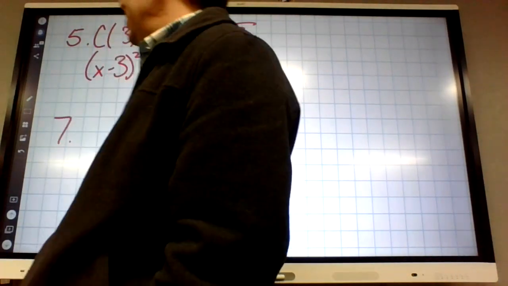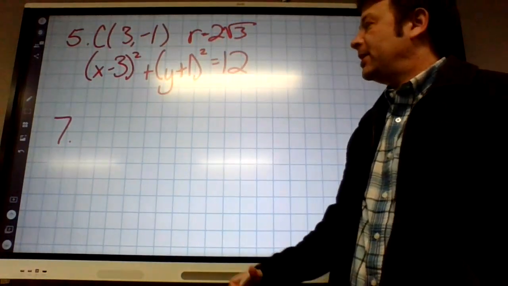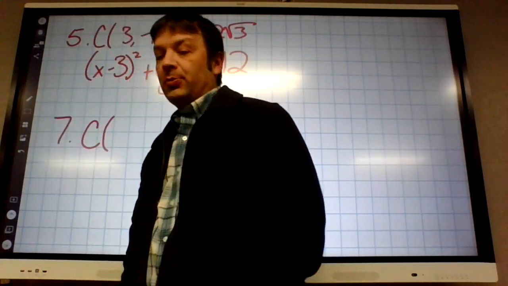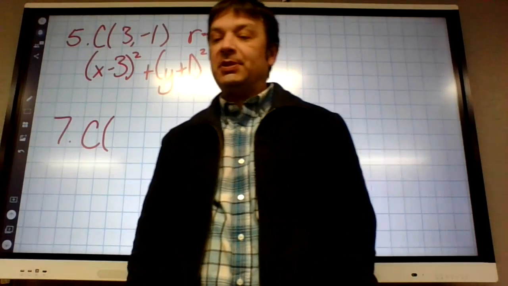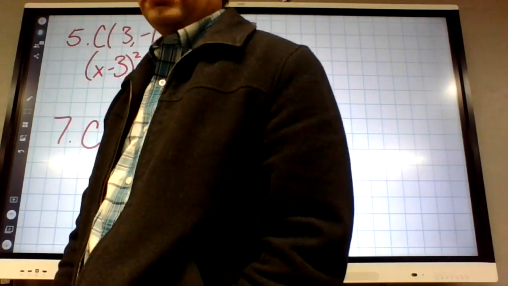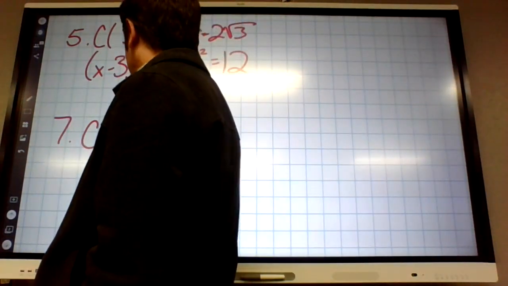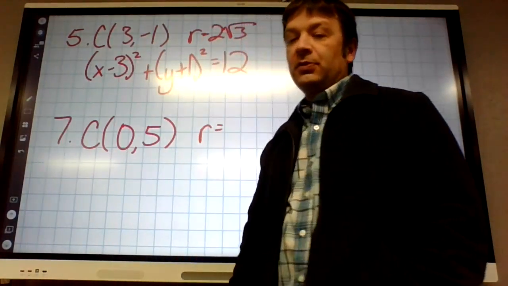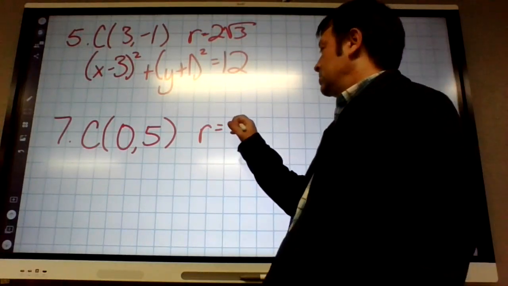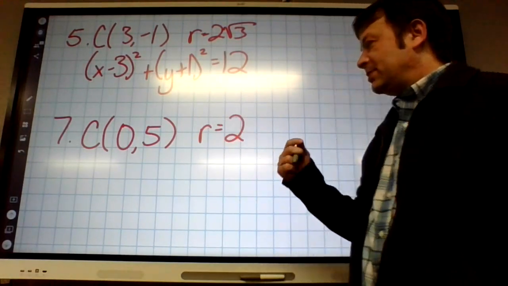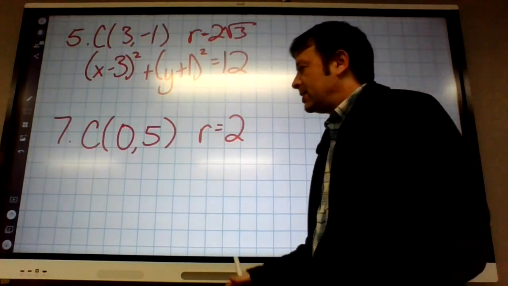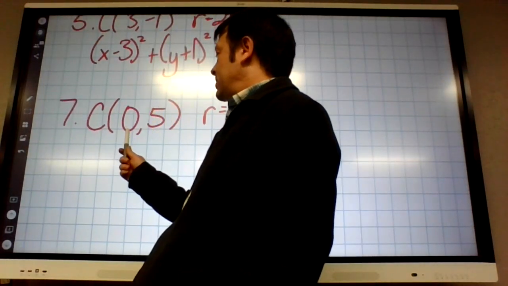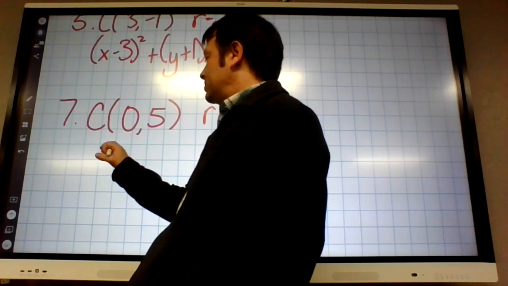We're still writing an equation, but we're just looking at the graph to write the equation. So let's kind of start with like they did on number 1. What's the center of number 7? 0, 5. What is the radius? 2. From the center of the circle to the edge is 2 units. Okay, so we're just going to use that to write the equation. So if we're starting at 0, 5, what am I going to put?